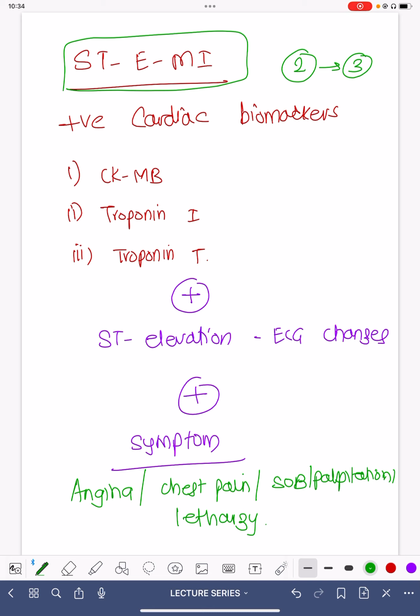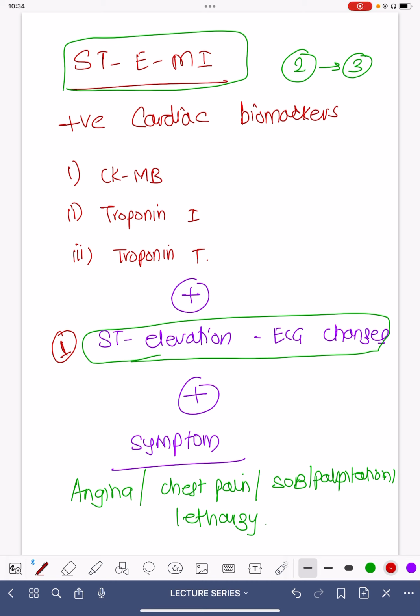Now, as we are labeling this as an MI, and as we are labeling it as ST elevation MI and not as non-ST elevation MI, ST elevation is a must. So for the patient presenting to the casualty, to the hospital, whenever we do an ECG, the ECG must show ST elevation. This is the absolute criterion if we want to label the patient as ST elevation MI. So this is the first criterion the patient must fulfill.